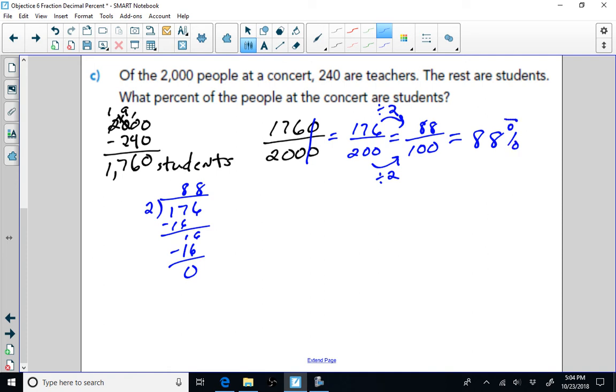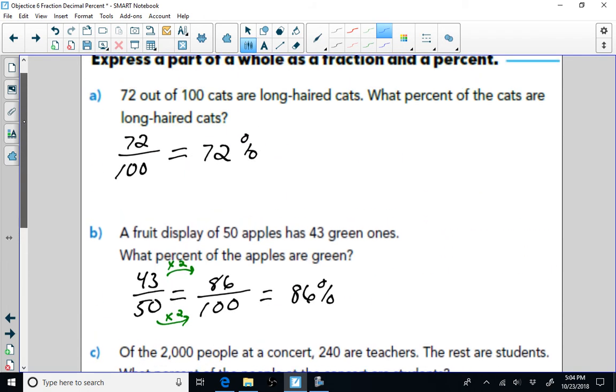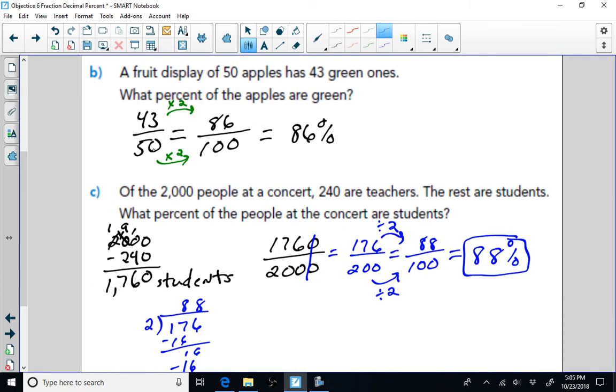were students. All right, so these first 3 examples, we're trying to make equivalent fractions with a denominator of 100, right? The first example was pretty easy. 72 out of 100, we already have a denominator of 100, 72%. The second example, we have a denominator of 50. 50 times 2 is 100, so the numerator times 2 is 86. Once we have the number out of 100, that's the same as the percent.